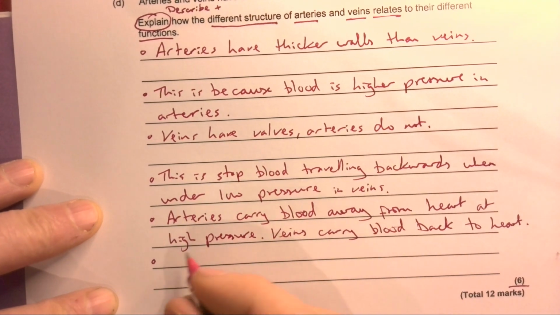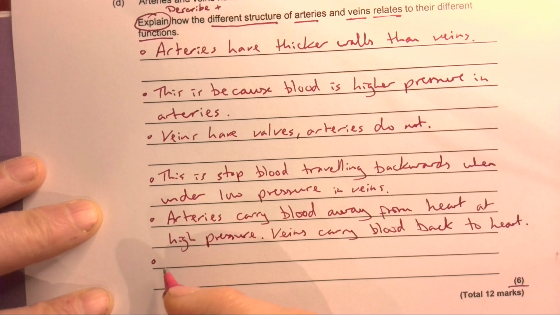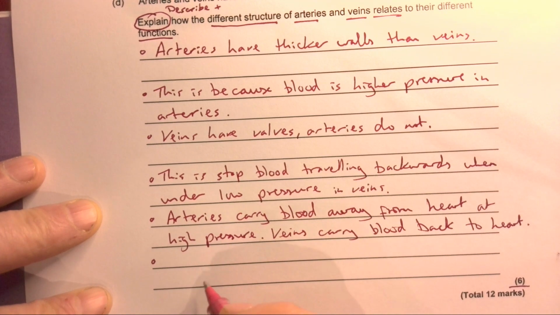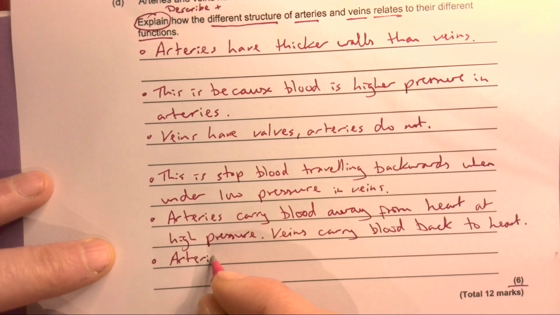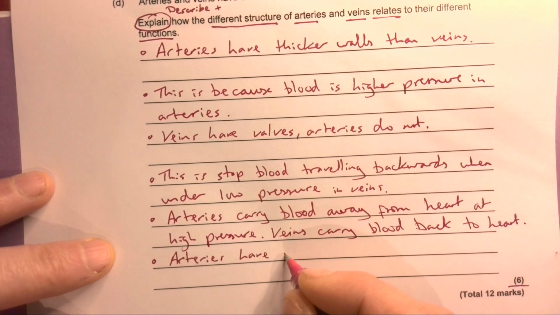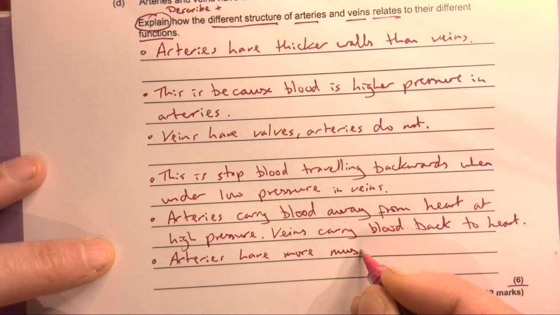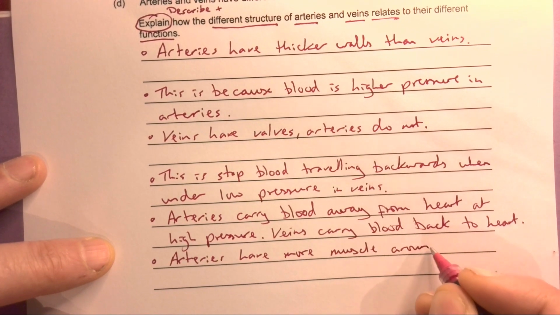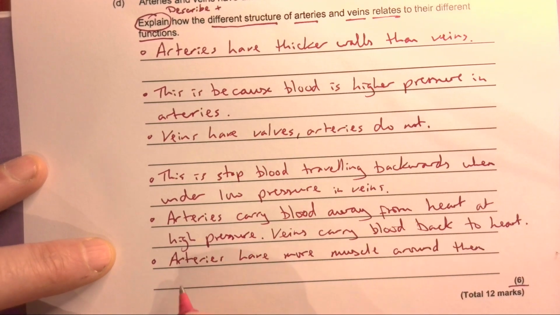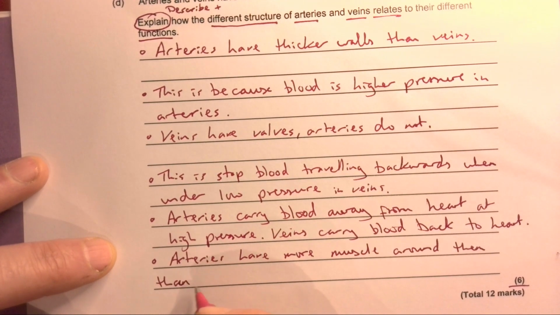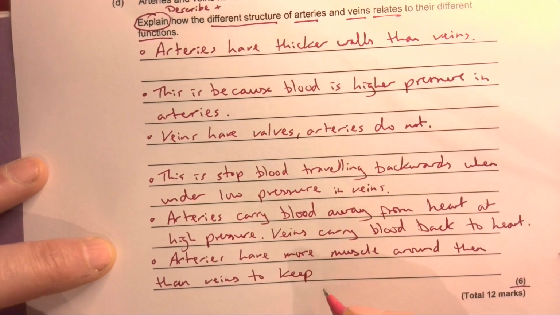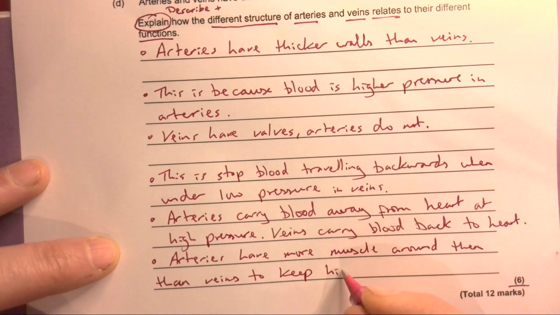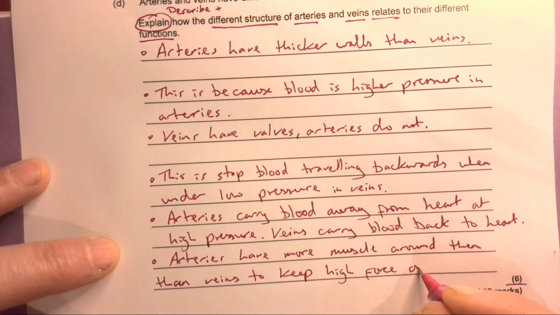And the last one I'm going to add is about the fact that arteries have elastic walls and also a thick layer of muscle actually around them. So let's put that one. So arteries have more muscle around them than veins to keep high force on the blood.